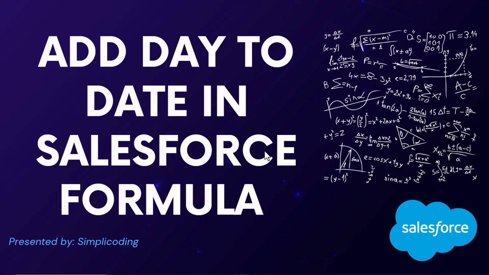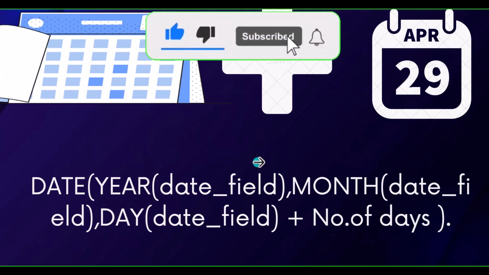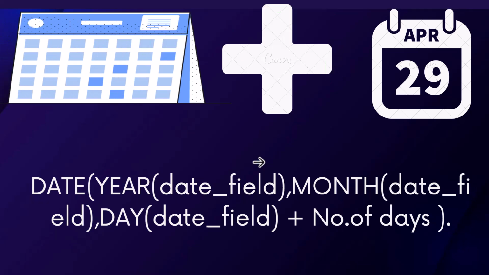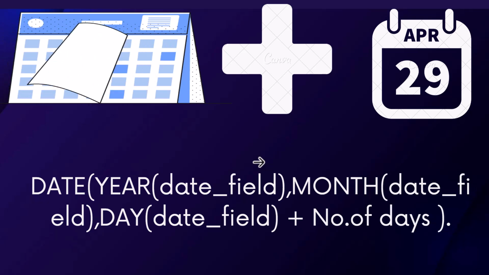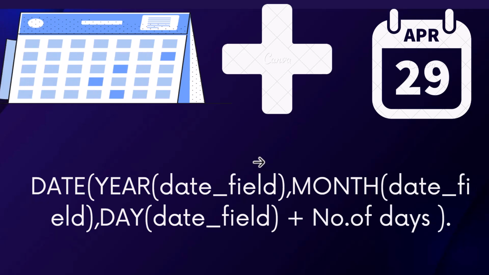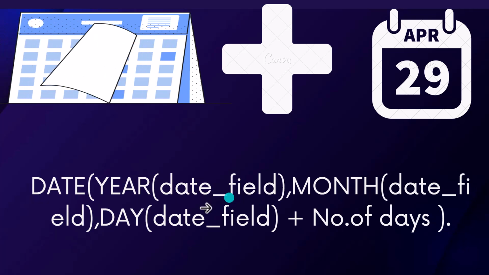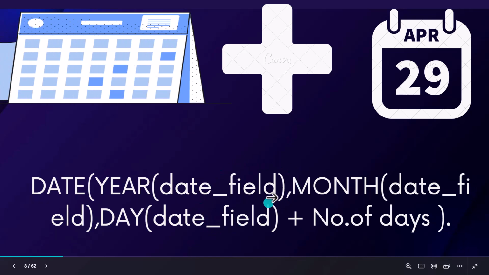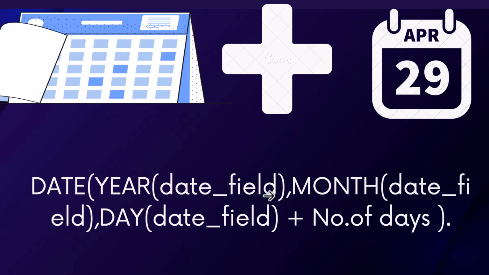So let's proceed and first understand how to add days to a date in Salesforce. In Salesforce, to add a specific number of days to a date value, we use two functions. The first one is the DATE function and the second one is the DAY function, and we use these functions together. The syntax for adding days to a date in Salesforce is given on your screen. Now we are going to use this syntax and learn to add days to a date in Salesforce Lightning with the help of a real life scenario.